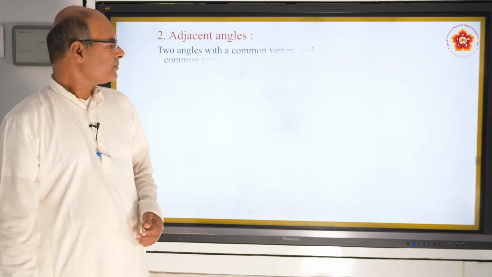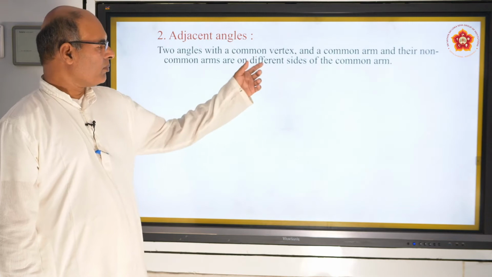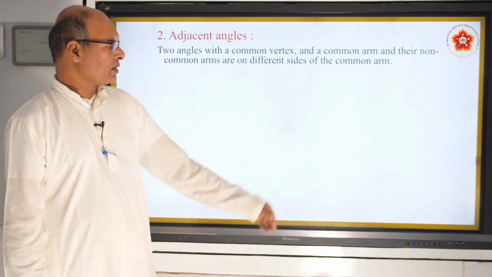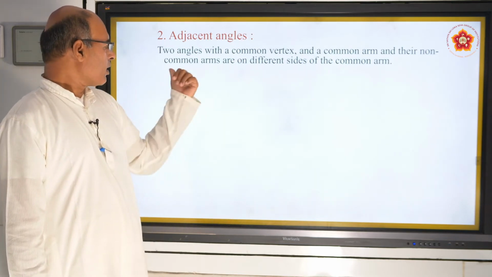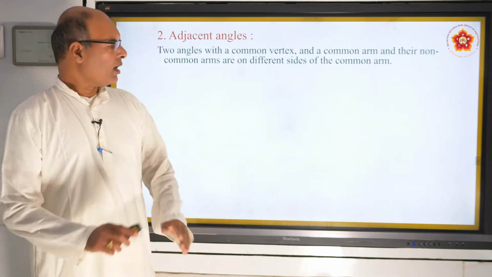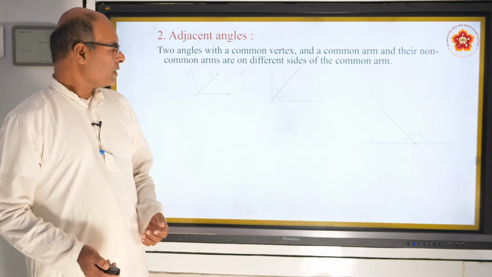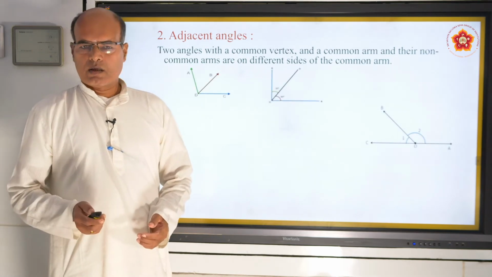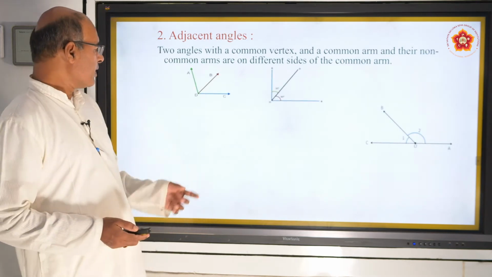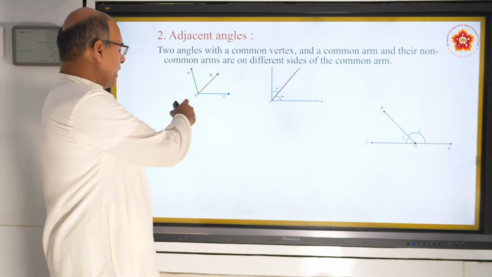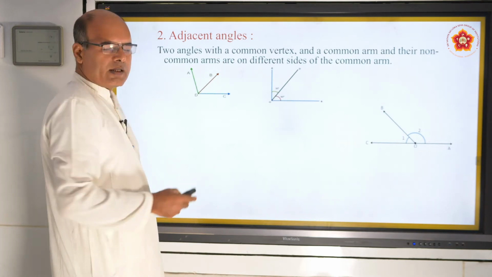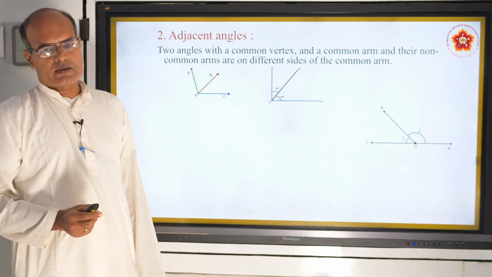Adjacent angles. So two angles having a common vertex and a common arm. Not only that, their non-common arms are on different sides of the common arm. They are called side by side angles, adjacent angles. So in these figures, angle ADB and angle BDC are a pair of adjacent angles.